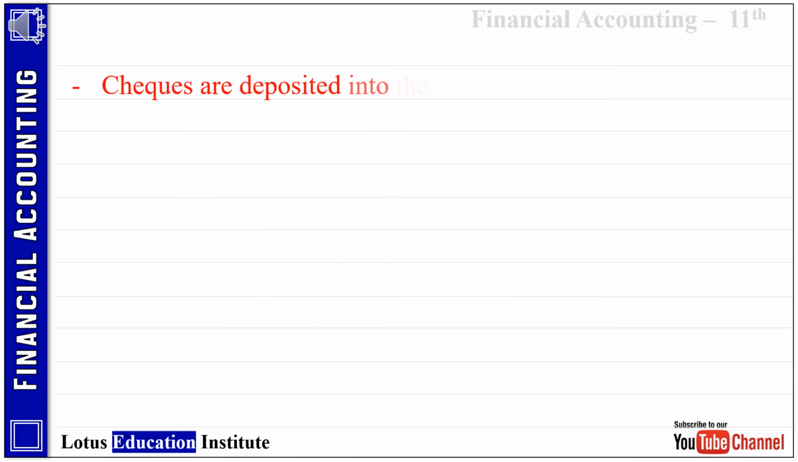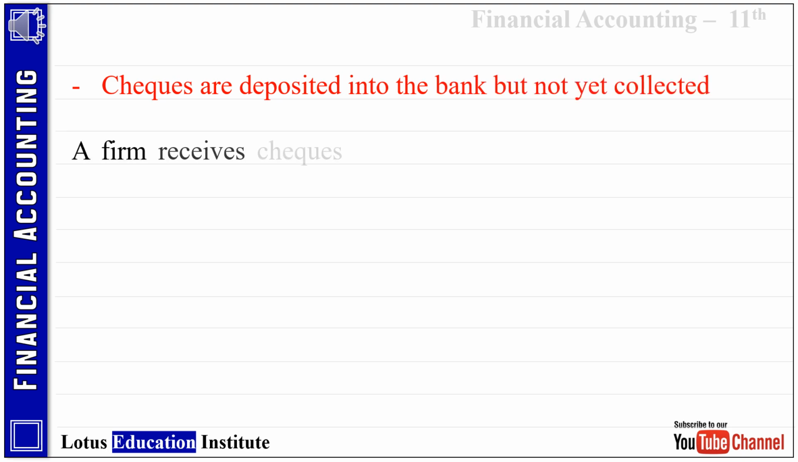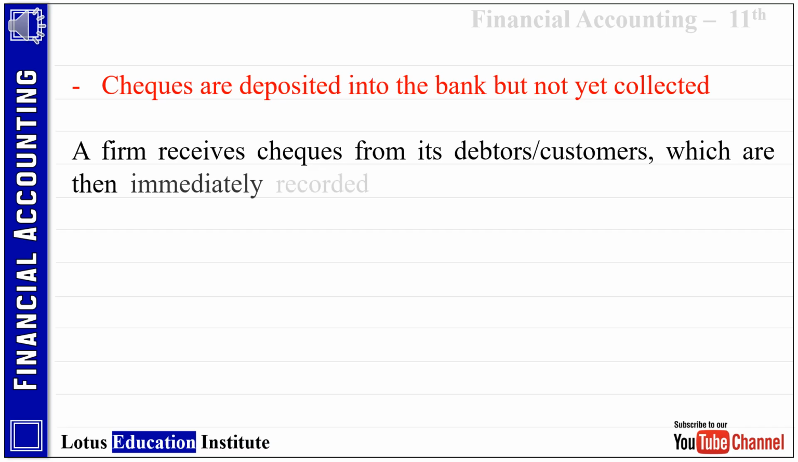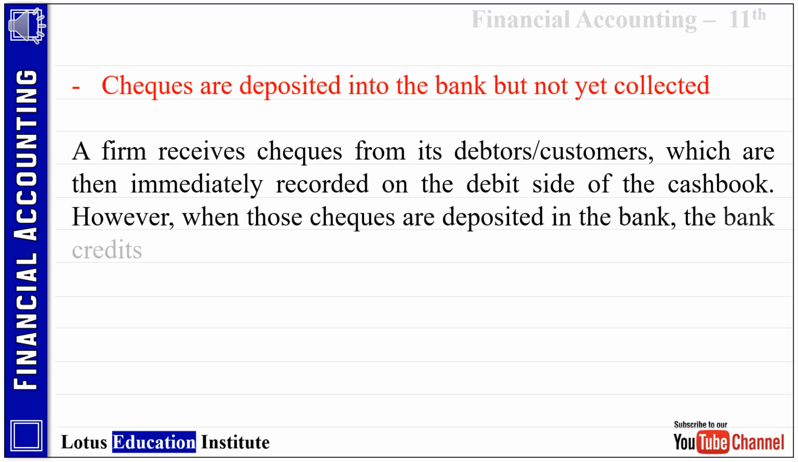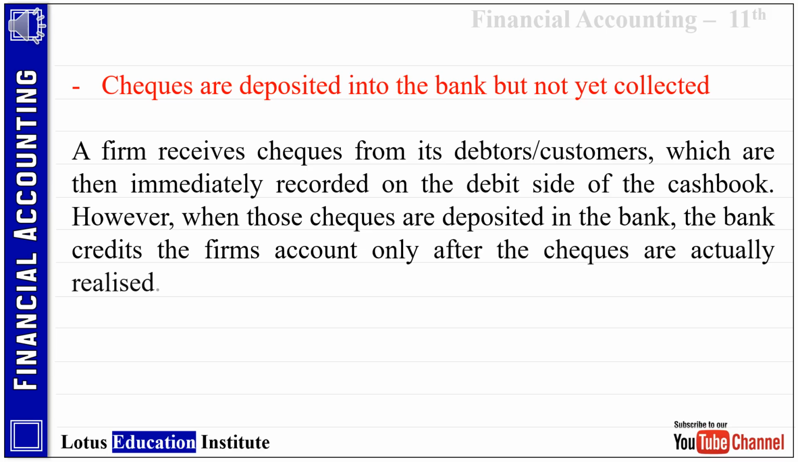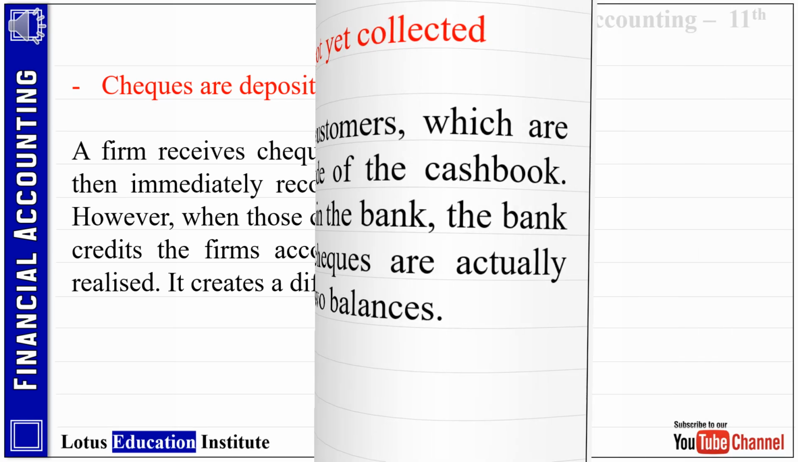Checks are deposited into the bank but not yet collected. A firm receives checks from its debtors or customers, which are then immediately recorded on the debit side of the cash book. However, when those checks are deposited in the bank, the bank credits the firm's account only after the checks are actually realized. It creates a difference between the two balances.